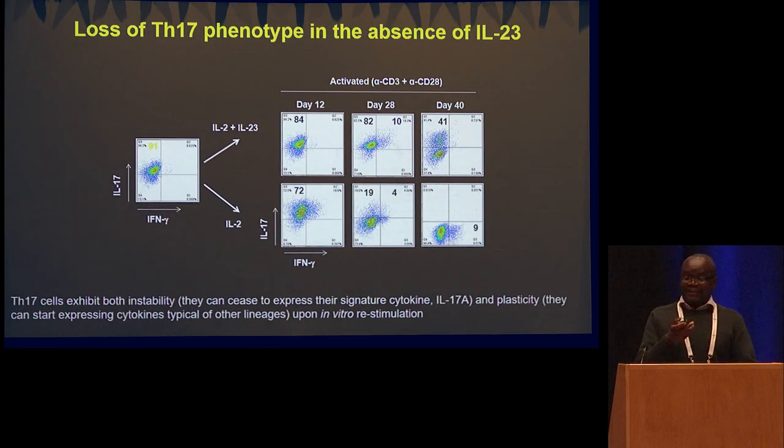The first problem we encountered was, can we maintain these clones in culture? What we discovered was that in the absence of IL-23, most of these clones lose the Th17 phenotype. So this told us that we need to culture these cells in the presence of IL-23. By day 40, you see that the IL-17 expression is reduced by almost 50%. Again, this tells us that these Th17 cells may exhibit both instability and a lot of plasticity.